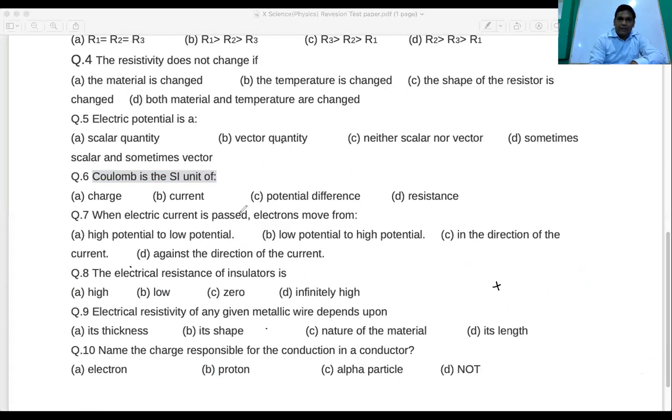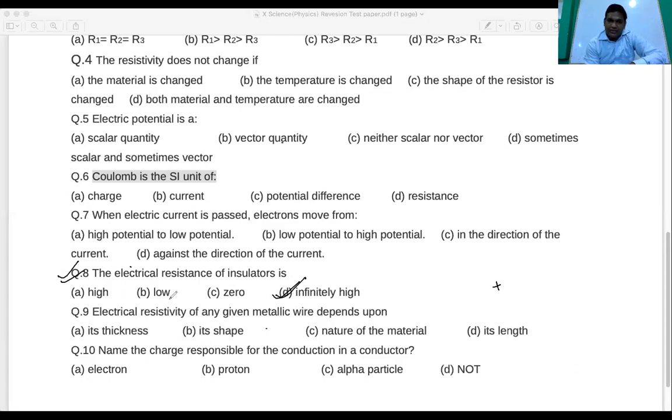Okay. Coming to this question, it is about the electrical resistance of insulators. Insulators have high resistance. So the resistance will be infinitely high. This will be the correct answer.